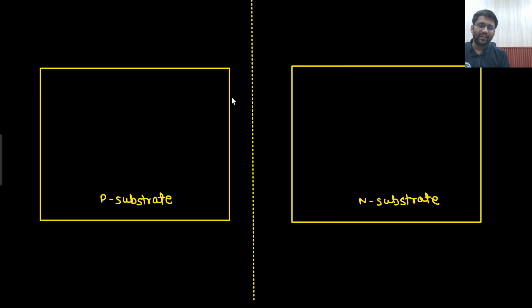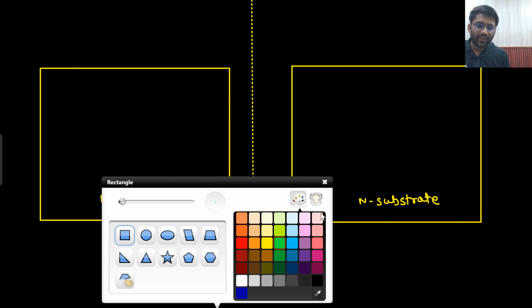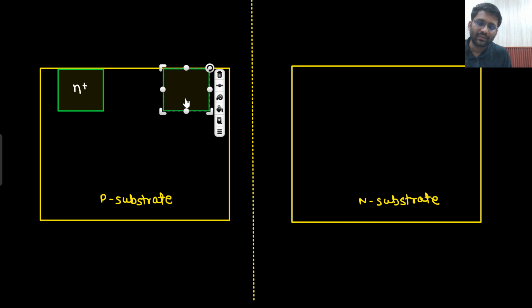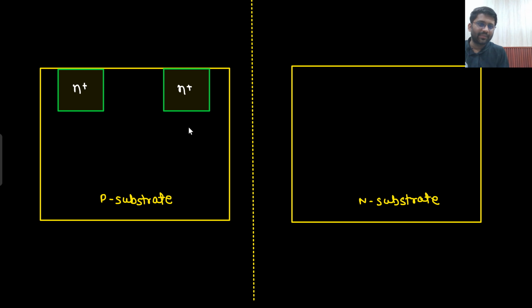What I will do, I have taken a p-type substrate. Don't look here, only look on this slide. I have taken a p-type substrate. This is completely p-type. Now in some particular region of this p-type, I am doping n plus region, and here also I am doping n plus region. In this p-type substrate, some portion I have doped with donor atom, and some portion also with donor atom. Okay, fine.